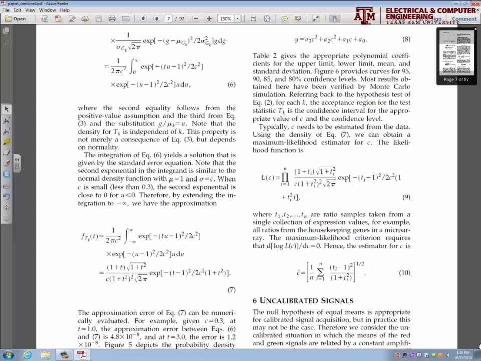We can do maximum likelihood estimation, treating the ratio at each spot like one more independent sample from the same distribution. I can go ahead and calculate the parameter C using maximum likelihood estimation. They go a step further because 7 is an approximation to 6, and they go ahead and calculate the approximation error also. It's not too bad.